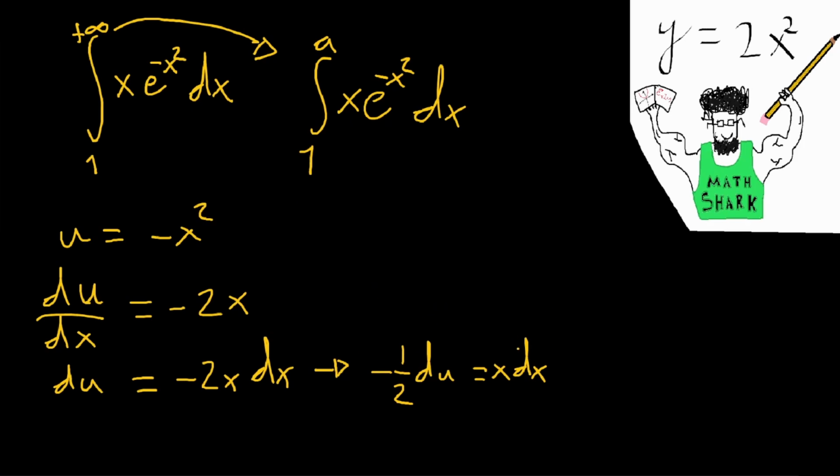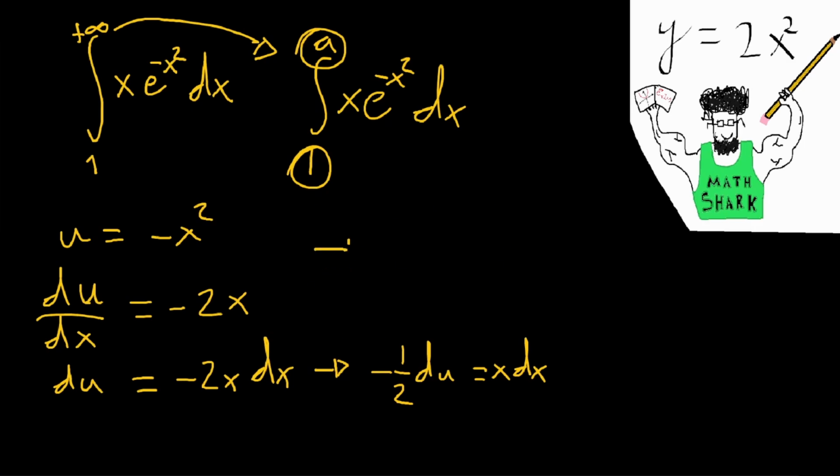And we wanted it in the form of x dx because we can see that that is what we have in our original integral, so that we can put it in terms of u. So now we can replace x dx in terms of u, and we can replace minus x squared in terms of u, and we also need to replace the boundaries in terms of u. So let's do that next.